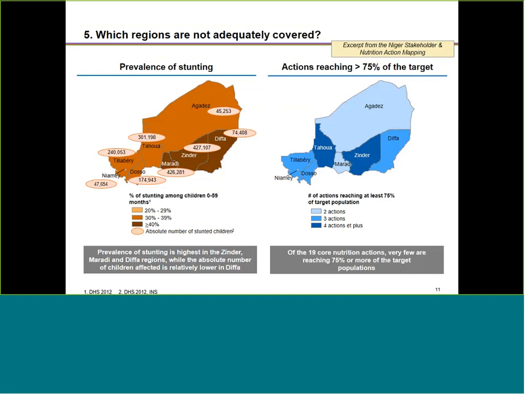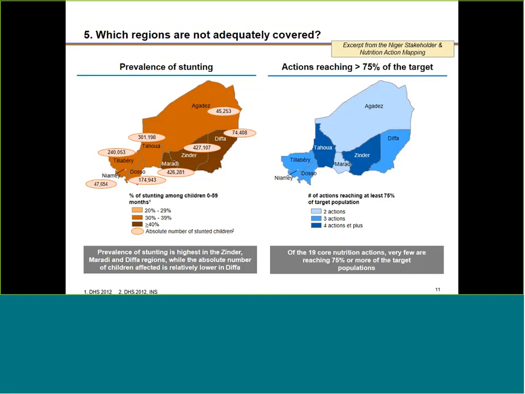The next question the tool aims to answer is, which regions are not adequately covered? This slide and the next provide examples of how our mapping results can be compared to indicators about the nutrition situation in the country in order to understand where actions may need to be scaled up. While the previous slides focused on one action at a time, this slide aggregates all of the country's core nutrition actions.